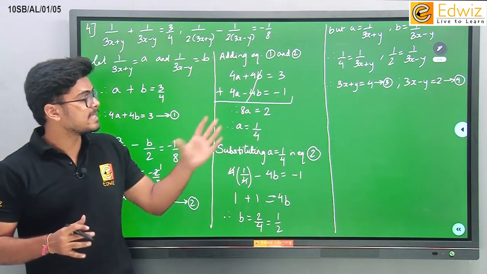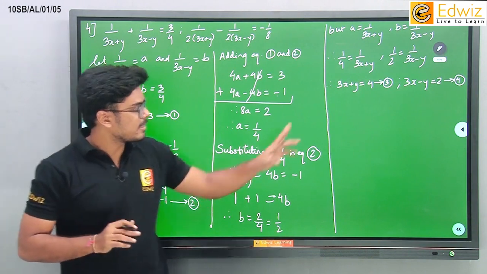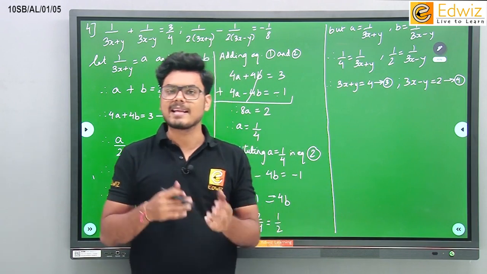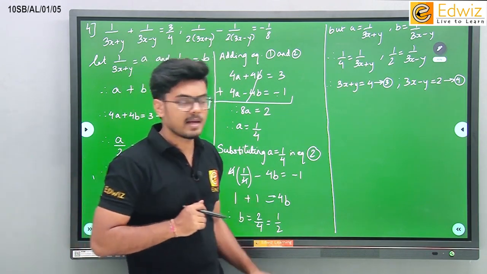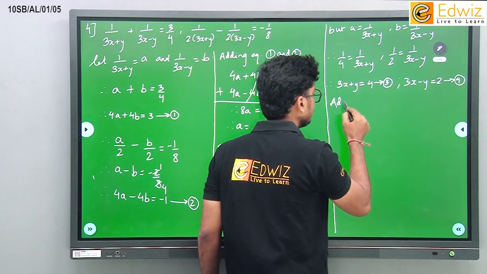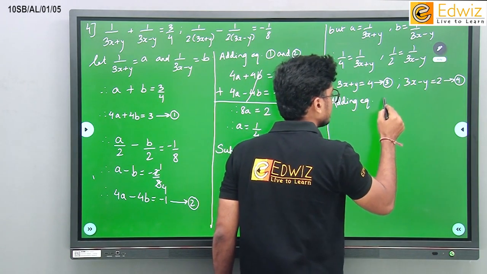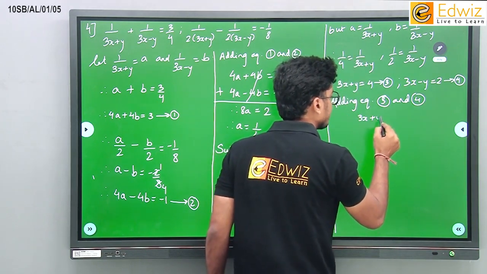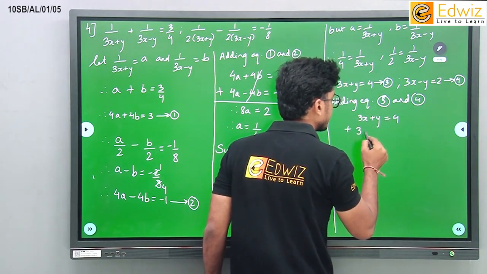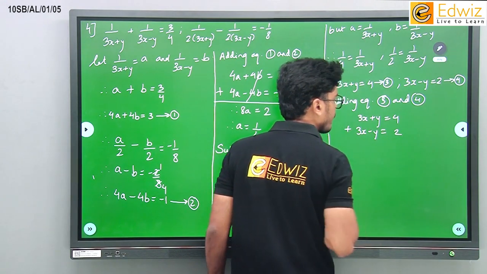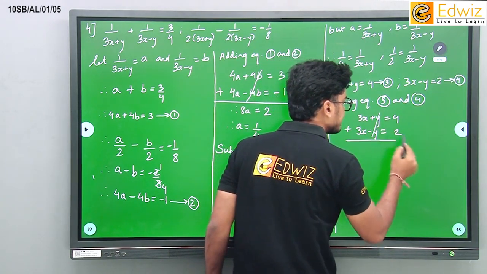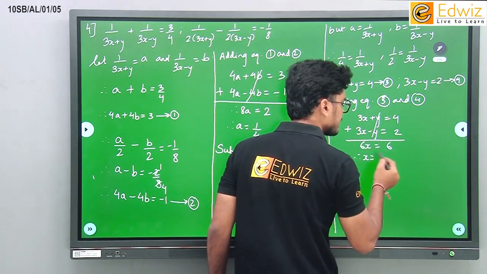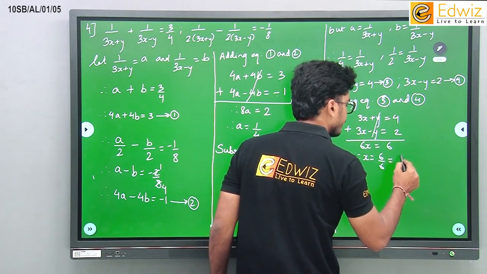Okay, now we will be solving these equations to find x and y. Once again, all the coefficients are already the same. Here plus y, here minus y. If we directly add the equations, we'll get the value of x. So adding equation 3 and 4, okay, it will be 3x plus y equal to 4 plus 3x minus y equal to 2. Plus y minus y obviously gets cancelled. 6x equal to 6. That means x is 6 upon 6, which is 1.